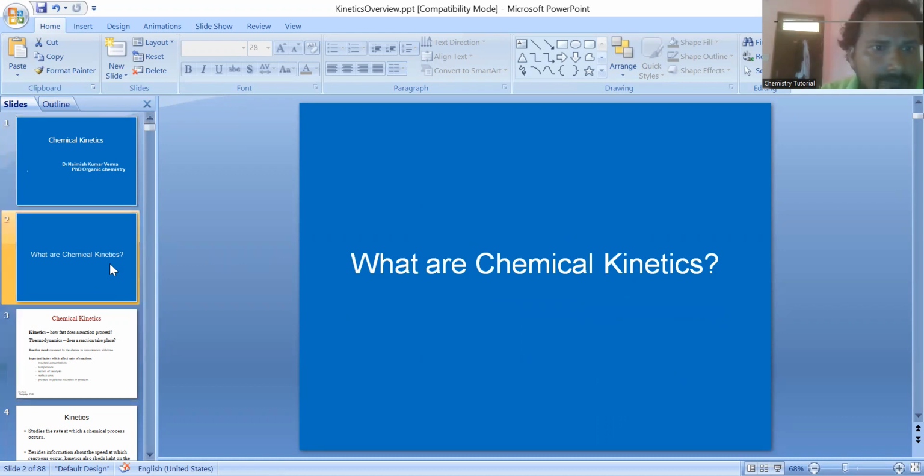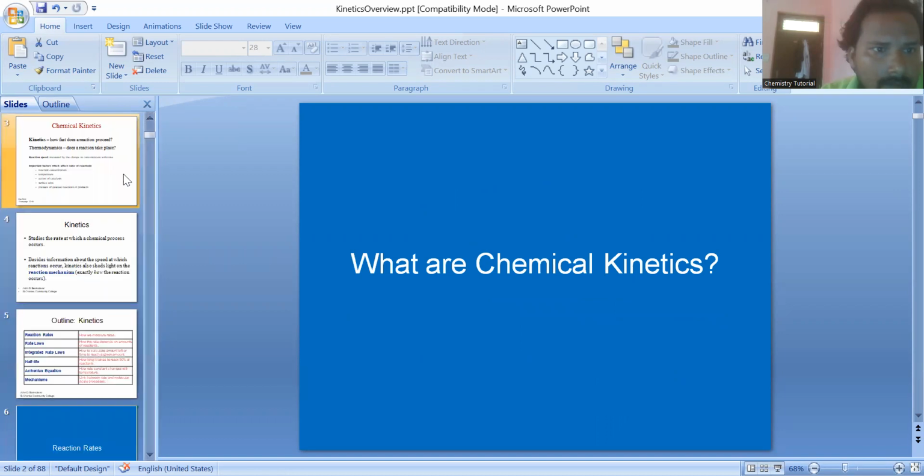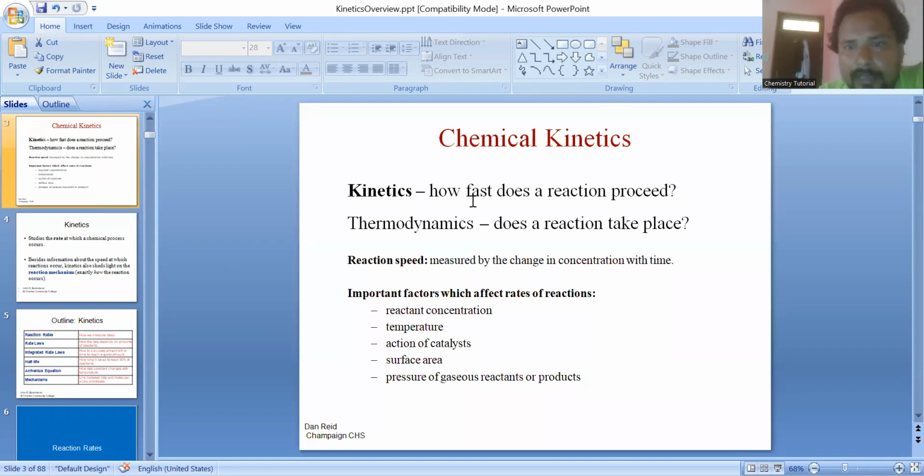Okay. So, chemical kinetics, as the name shows, has the meaning of motion. You can say kinetics is a synonymous word for motion or speed. It is basically applied to chemical reactions. Okay, how the chemical reactions proceed, and does a chemical reaction take place or not? So it tells about the kinetics and thermodynamics of chemical reactions.